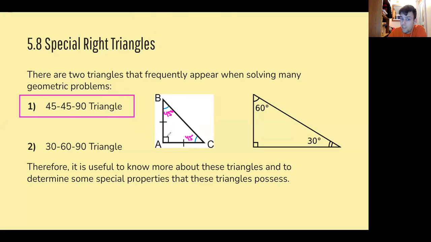We're going to learn about the relationships between the sides, but it's also important to know these other things. Then we also have our 30-60-90 triangle, which again refers to the angle measurements: a 60-degree, a 30-degree, and a 90-degree. Again, we're going to learn about the side relationships for these triangles. The reason is that these come up a lot, so learning these shortcuts to solve for the sides is going to be useful.